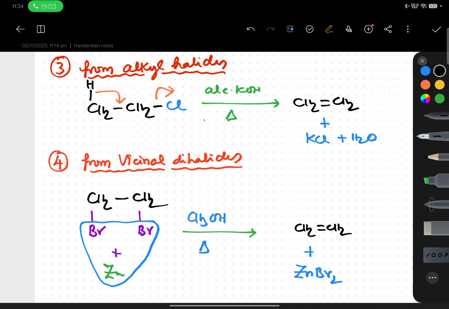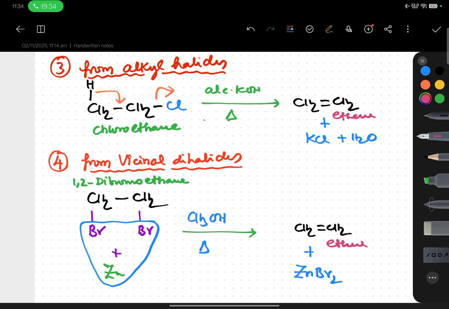In vicinal dihalide, we are going to take this molecule, which is called chloroethane. What is this molecule called? This is 1,2-dibromoethane. This molecule is called ethene. This is also ethene. So in both cases you get alkene.